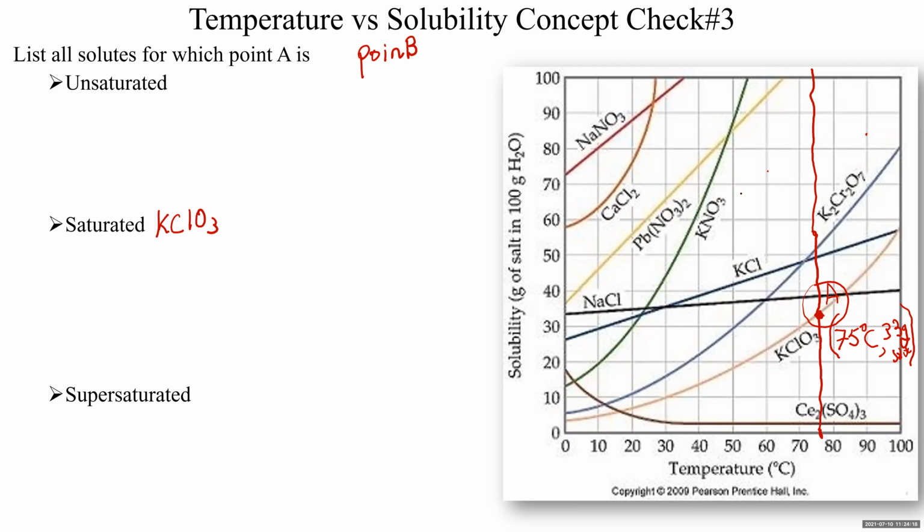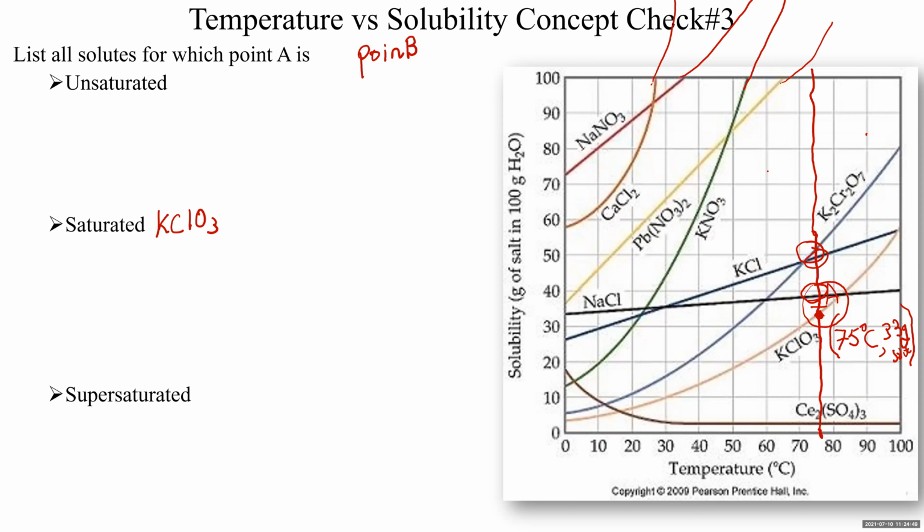Okay, so any point above A along this line, any one of these graphs represents a solute, including the plotted lines that aren't on the graph. Remember, if these lines keep going up, they are also above point A. Clearly, these are all above point A. So almost every single one of these solutes would be unsaturated at 33 grams for every 100 milliliters of water.